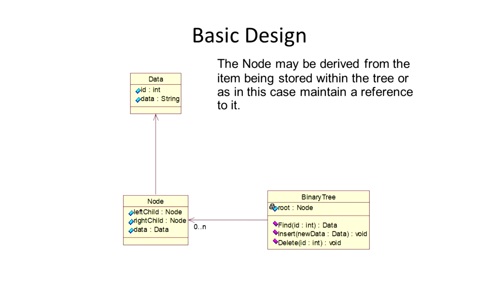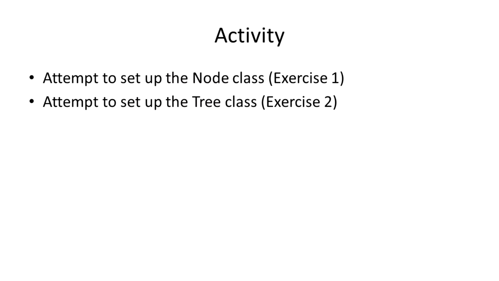Okay, so that's the node class. And then we've got the management class called binary tree, which contains a pointer to the root node, the first node in the tree, and then has methods for the operations, such as find, insert, and delete. Okay, so for our first exercise then, let's have a go at implementing this design to get started with creating a tree data structure.